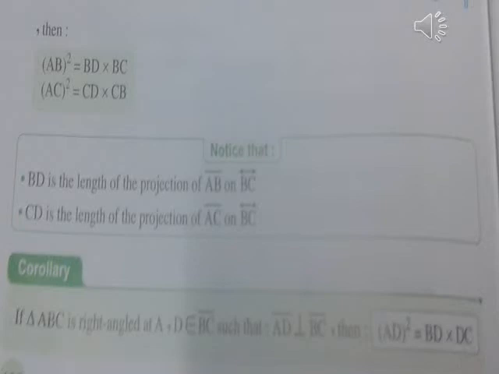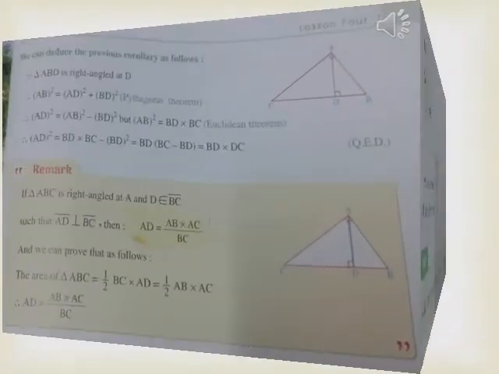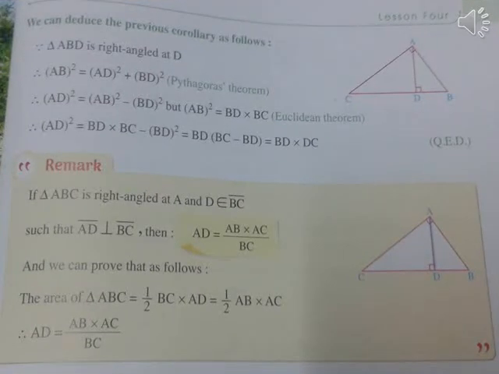Corollary: if triangle EBC is right angled at E, D belongs to line segment BC such that line segment ED is perpendicular to line segment BC, then ED square equals BD times DC. We can deduce the previous corollary as follows.